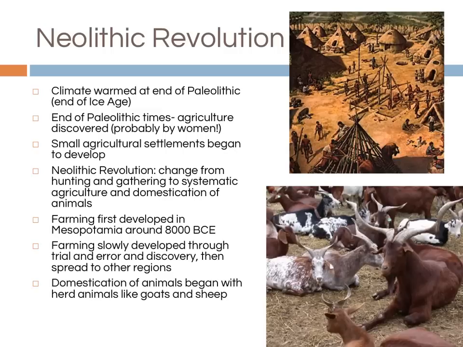And so people started with animals that already lived in herds naturally, like goats and sheep. And then farming probably first developed in Mesopotamia, which is in the Middle East, about 10,000 years ago from today. And like I said, farming developed slowly through trial and error and discovery, and then spread to other regions.